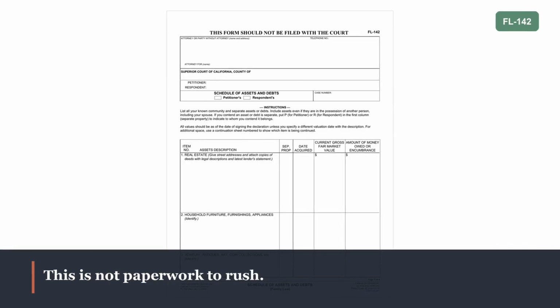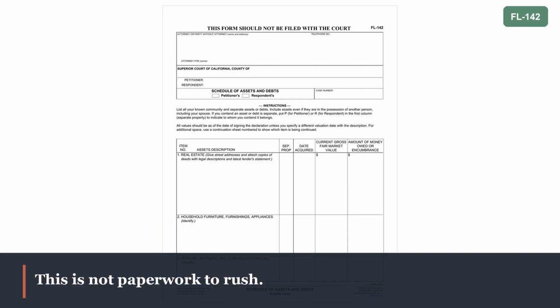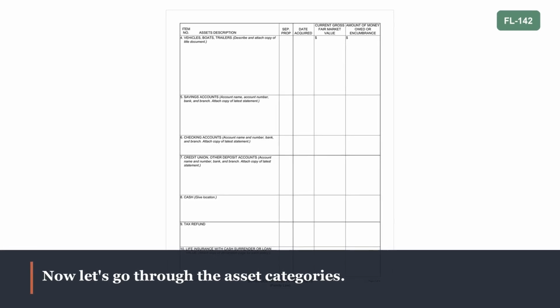This is not paperwork to rush. Full and honest disclosure is a legal requirement in California family law cases. If an asset or debt is left off, whether by mistake or on purpose, it can in some cases allow the other spouse to ask the court to reopen the judgment later, even years after the case is final. Now let's go through the asset categories.